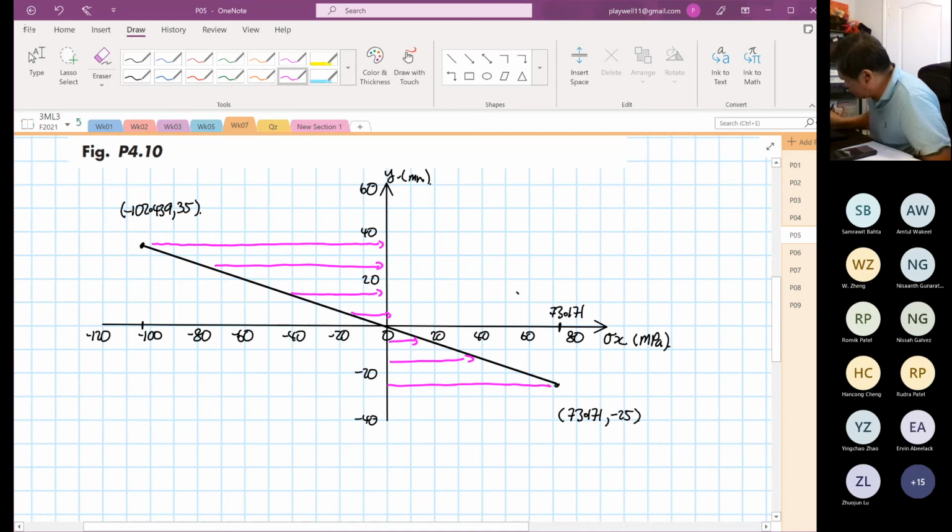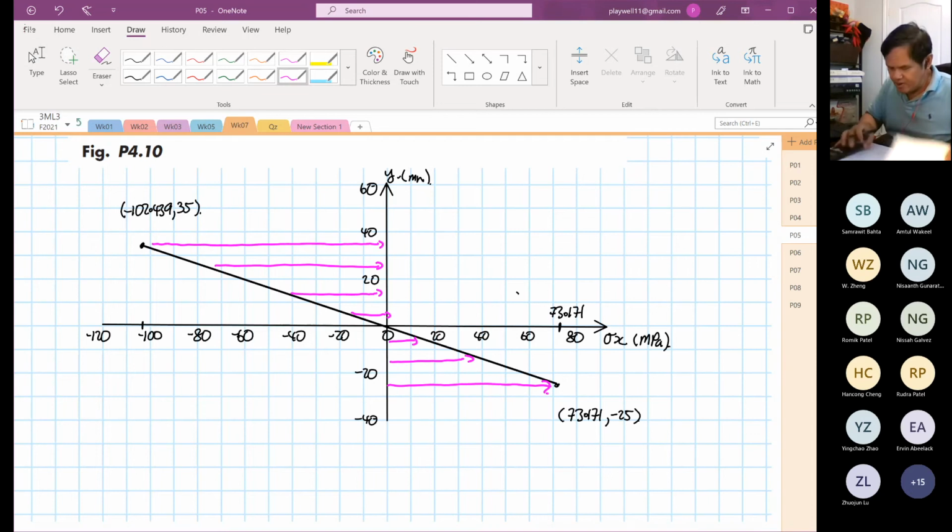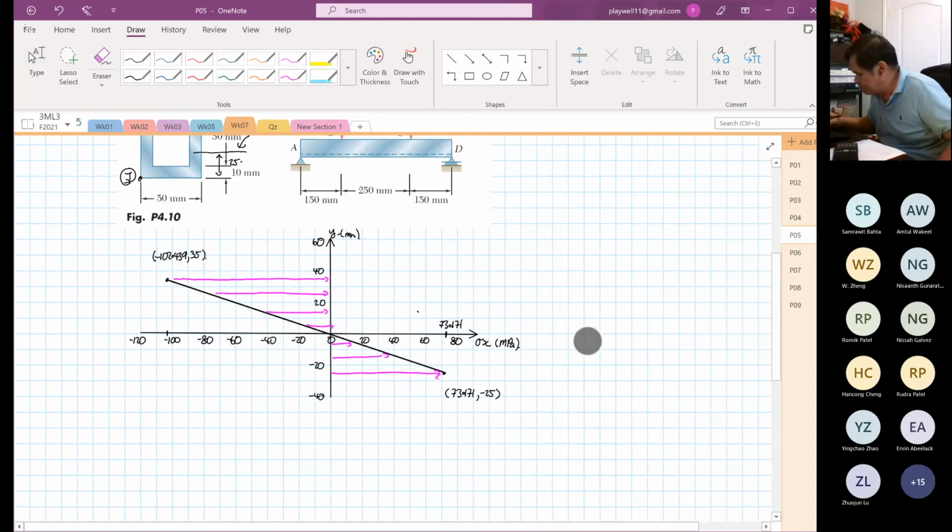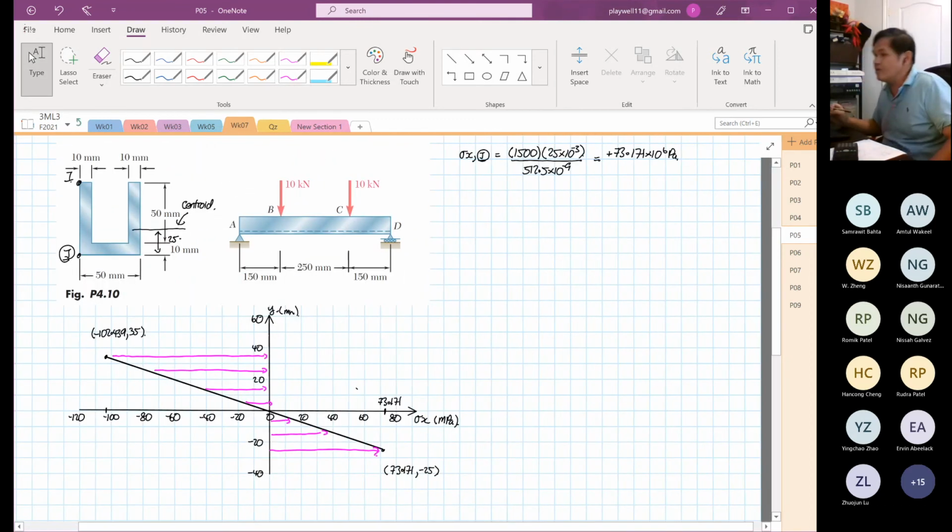Okay. I know this question did not ask for the stress distribution, but I want to teach you how to draw it for the whole example. So this is the example that we're going to do, for symmetrical bending. Any questions so far?